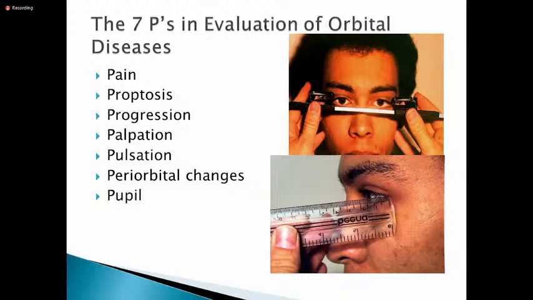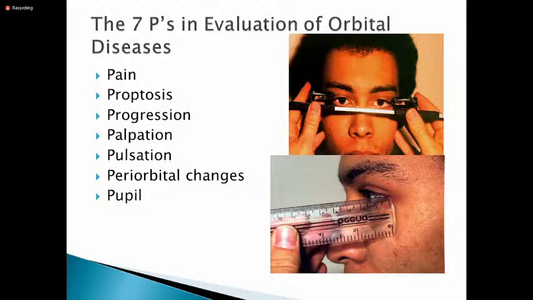Pain is very important because, as you all know, proptosis is a swelling. So if there is a swelling which is painful, then what do you think about? You're thinking about infectious diseases or non-infectious inflammation. Non-infectious inflammations are called autoimmune conditions. Again, another painful condition is malignancy, but malignancies are painful during the late phases, not early phases.